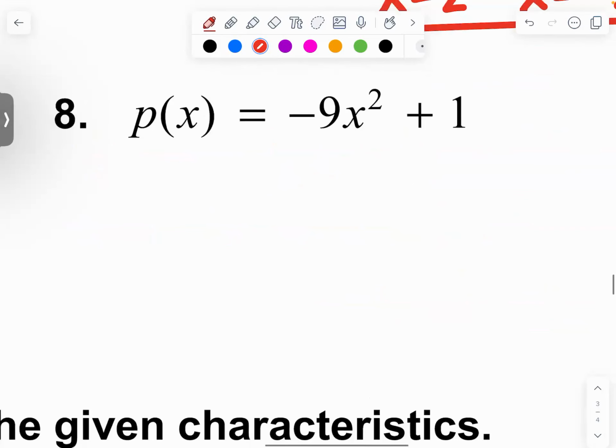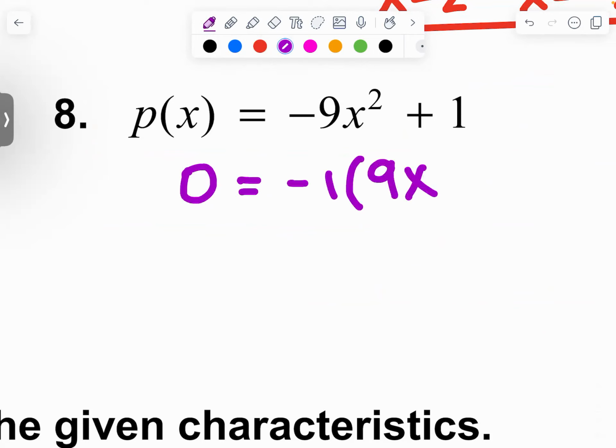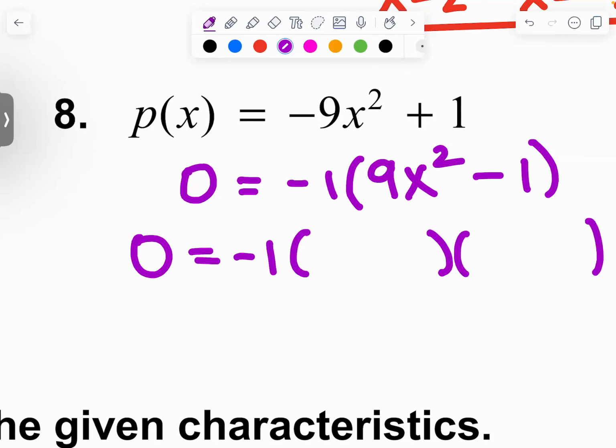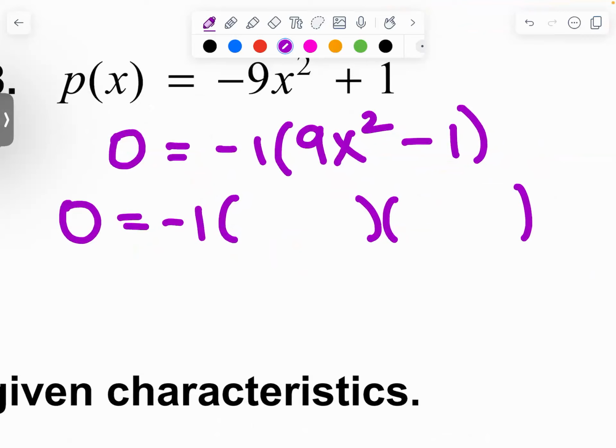Mr. Brooks. Okay, now we'll do number 8 and then we'll call it a day for notes. So negative 9x squared plus 1. Okay, so I know that there's a negative 9 in front of our x squared, but let's go ahead and just factor out the negative 1 so that we have 9x squared minus 1 left over, because that's okay, right? Is 9 a perfect square? Yeah, it is. So when I have negative 1 times 9x squared minus 1, Noah, what does 9x squared minus 1 factor out to?